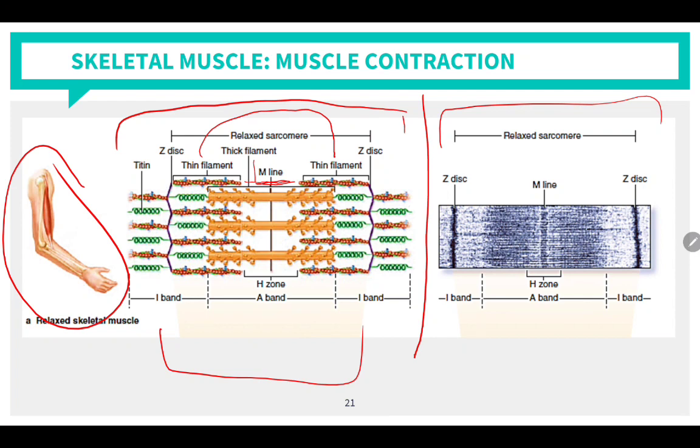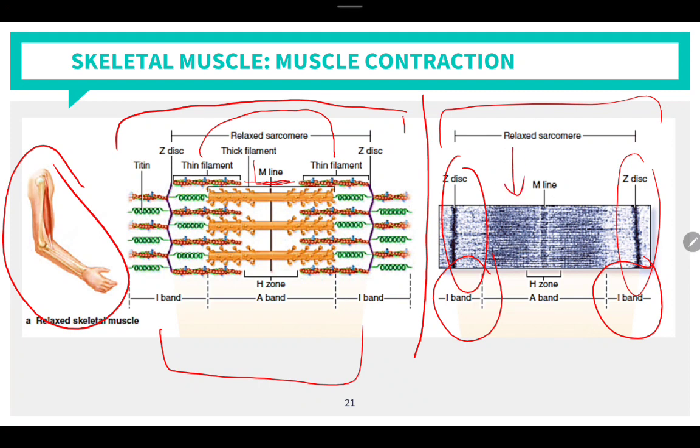Under the microscope, this is what it looks like. The I bands are here. Can you appreciate that the staining here is darker? It is still dark because it is in the relaxed state, and there is no movement happening yet. So please understand our diagram. Let's move on to what it looks like when it is in the contracted state.